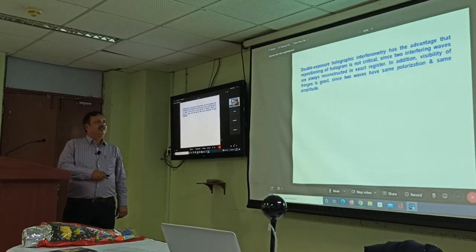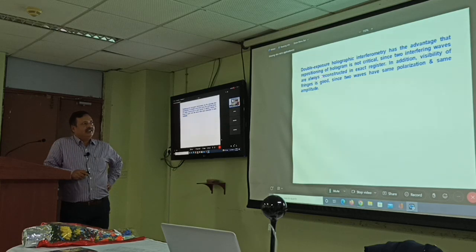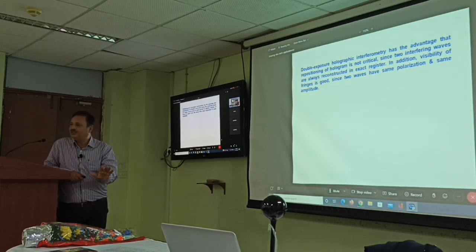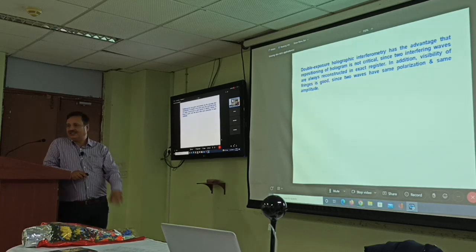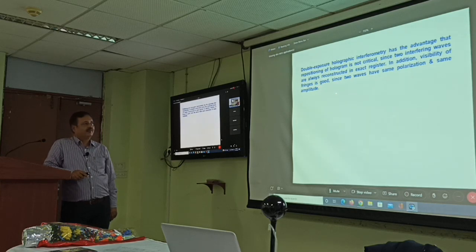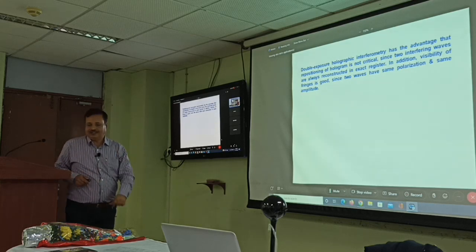Double exposure interferometry has the advantage that repositioning of the hologram is not critical. You are not developing, not repositioning the hologram, since the two interfering waves are always reconstructed in exact register. In addition, the visibility of fringes is good, since the two waves have the same polarization and same amplitude. So it gives you better results.